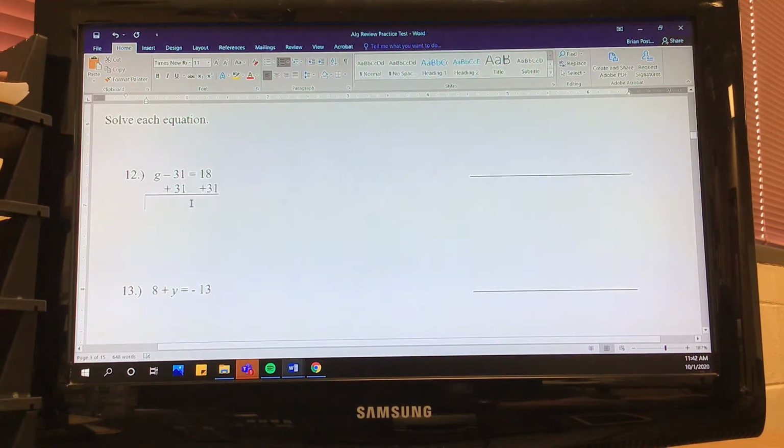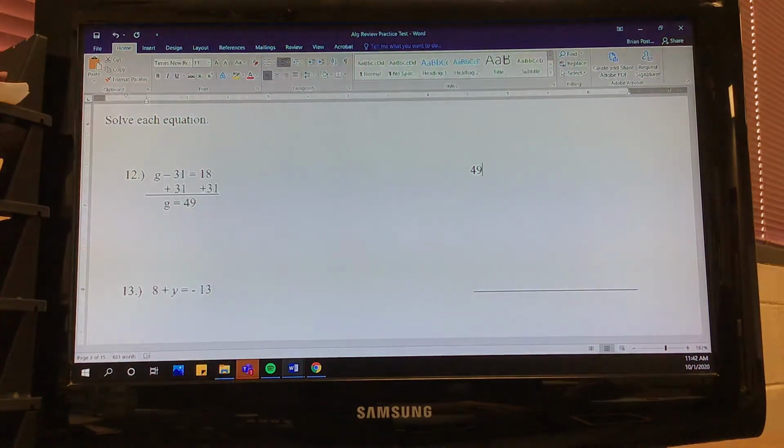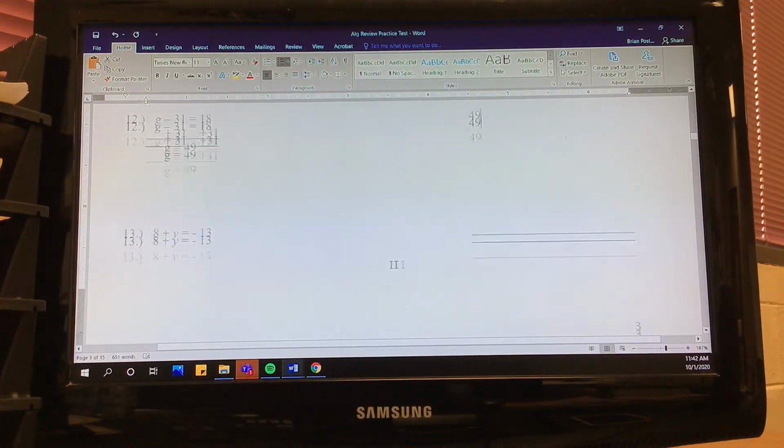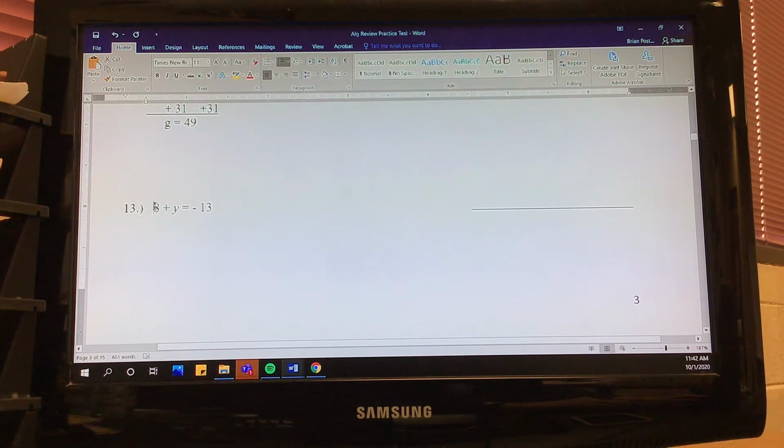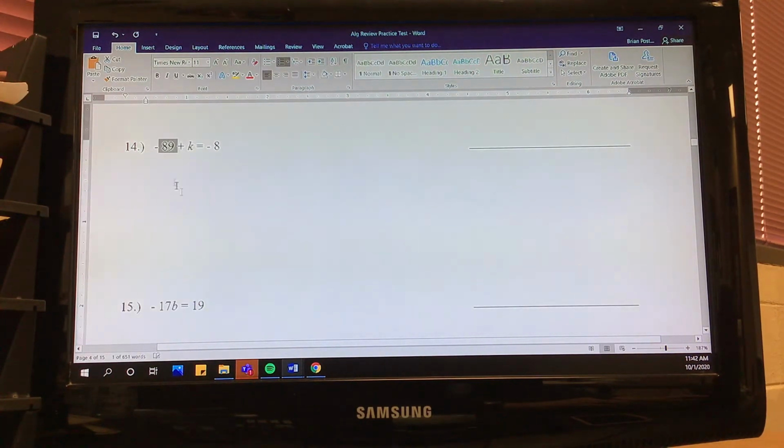So we have that. And all that's left down here is our G equals, and then 18 plus 31 gives us 49. So our final answer over here, you can just write 49. That is how we're doing that. Again, look at notes, look at anything we've done in the past. Do the opposite here. So subtract 8 on both sides. You would add 89 on both sides.